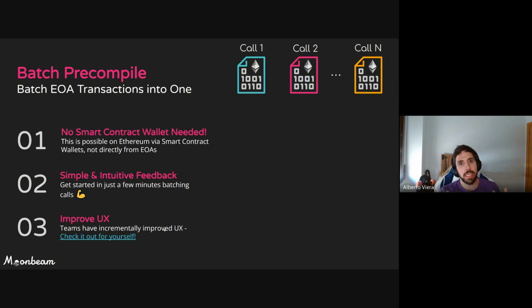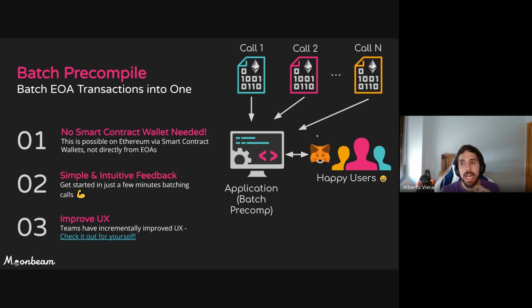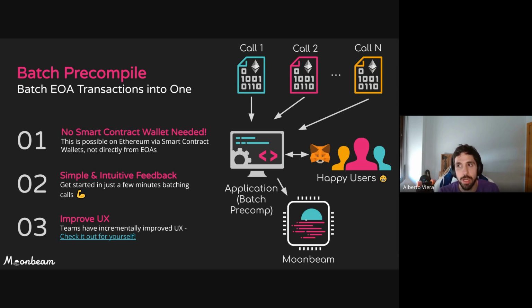Basically, the batch precompile can help you batch transactions into one without needing a smart contract wallet, right? Without needing account abstraction. An EOA on Ethereum cannot submit multiple transactions in one single signature, okay? One signature, one transaction. On Moonbeam, because we're modular, that is not true. You can have multiple calls, call 1, call 2, call n, and basically your application can make the users call the batch precompile to submit the transaction to the network, and then the network will understand, oh, okay, this is actually n calls, so I'm going to execute them all.